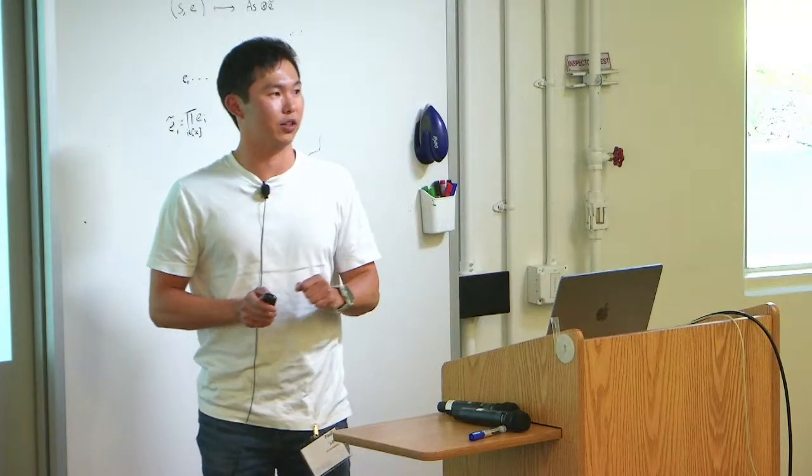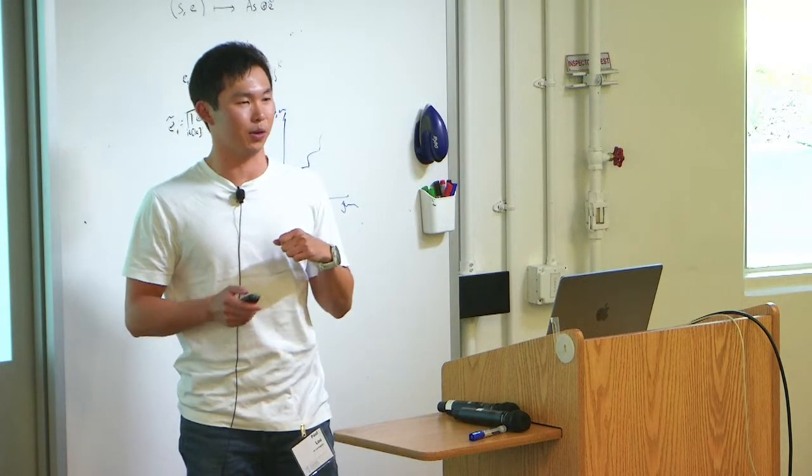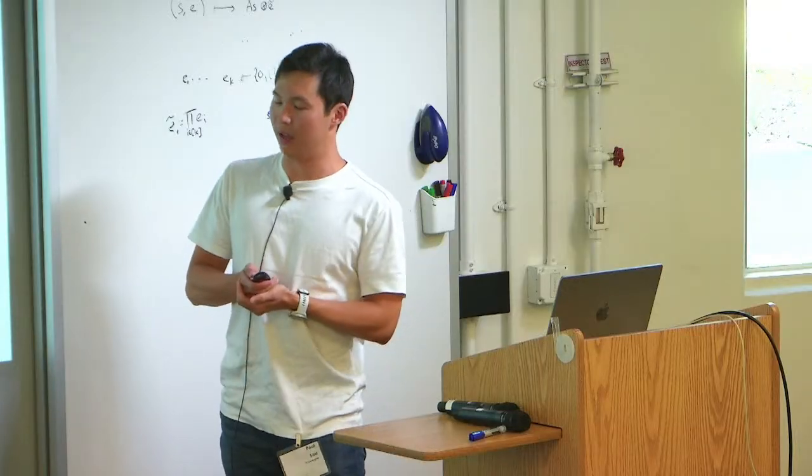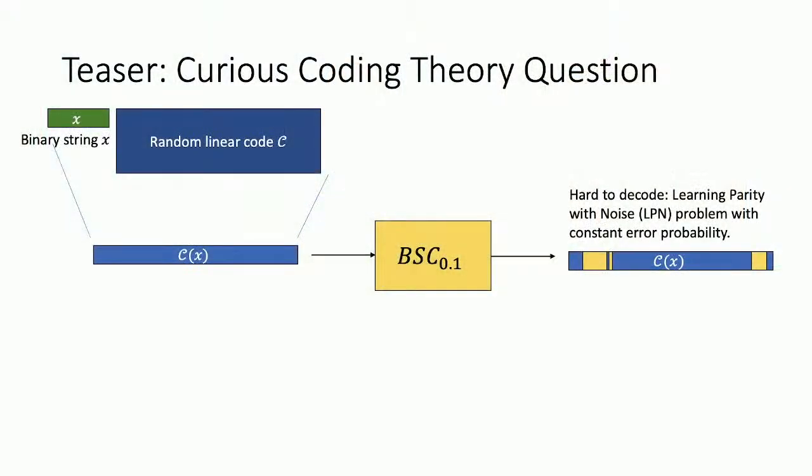Before we talk about the general wiretap problem, I'm going to give you a special instance of it, inspired by coding theory. Suppose I have a codeword from a random linear code, C of x, and I send it through a binary symmetric channel with error rate 0.1, meaning that every position of C of x is flipped with 0.1 probability. We believe that decoding from this noisy codeword is computationally hard. This is captured by the LPN problem with constant error probability.